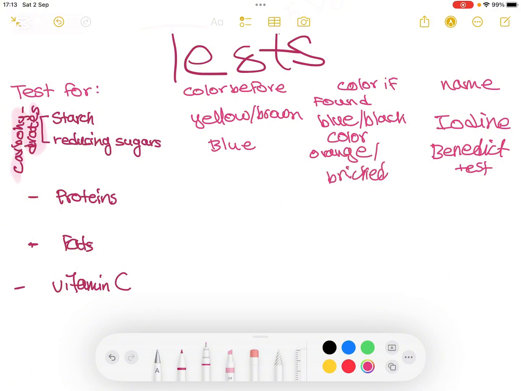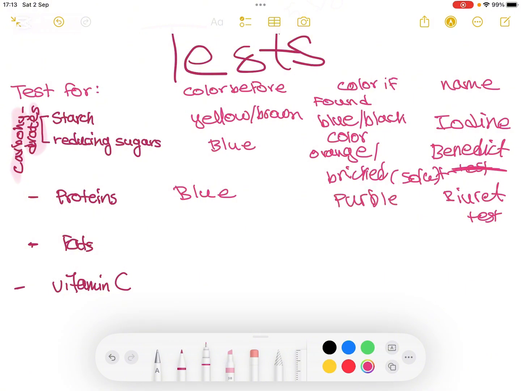And over here for proteins, there is another test called the Biuret test. So this is like the Benedict solution. The test starts out blue, and in the presence of protein, it changes to purple.